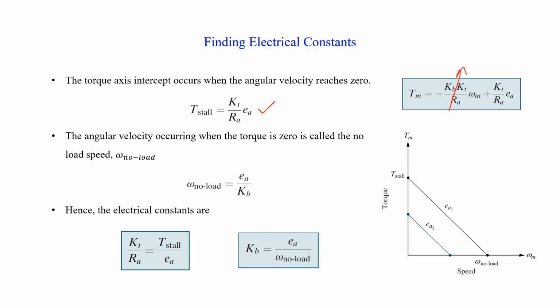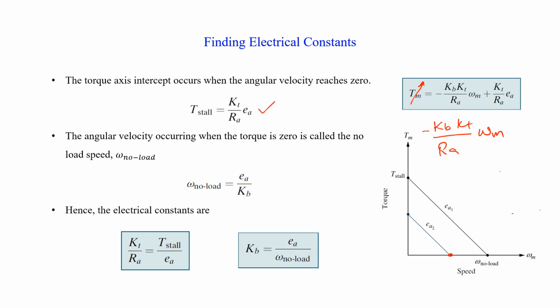And also, when the torque is 0, the point where the line touches the horizontal axis is called the no-load speed of the motor. So if we put Tm equals 0 in this equation, Tm will be cancelled out and we will be left with minus Kb Kt divided by Ra into omega m.